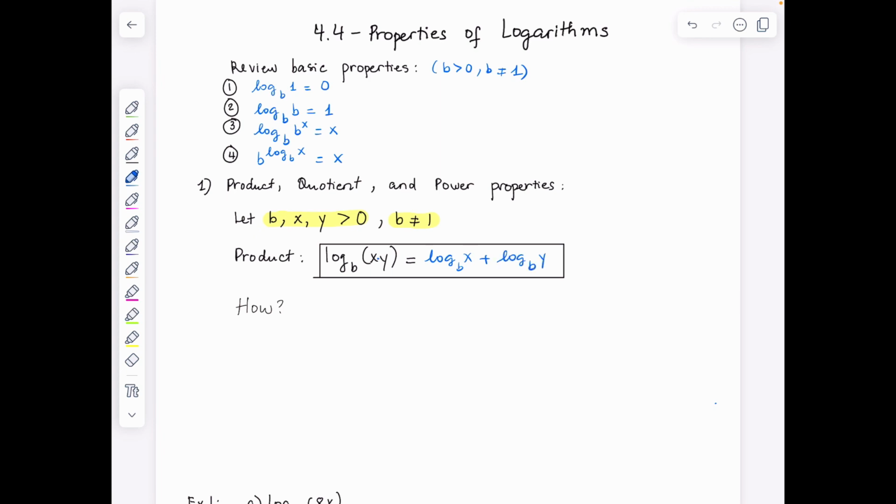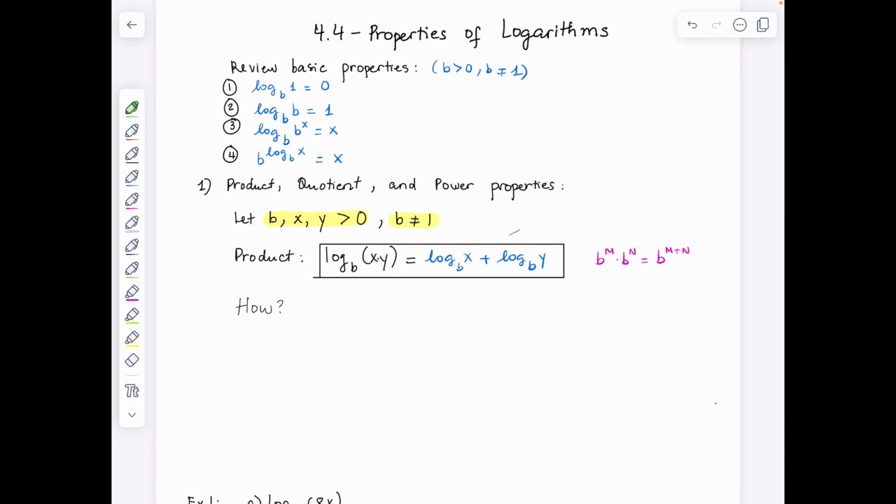I know it seems a little strange. We have multiplication here, but then we end up with addition here. So it actually has to do with the formula b to the m times b to the n is equal to b to the m plus n, where you add the exponents. This is one of the exponent properties that you might have learned earlier. Now, I want to point out some common mistakes, and then we're going to do some examples.